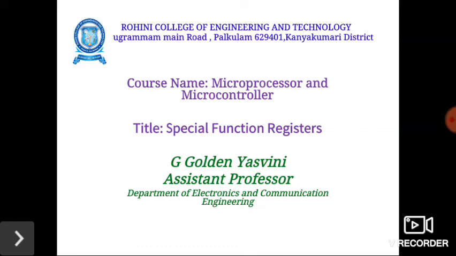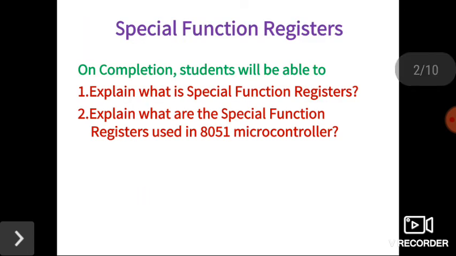I am here to present the special function registers in 8051 microcontroller. On completion of this video, students will be able to explain what special function registers are, and they can also explain what special function registers are used in the 8051 microcontroller.